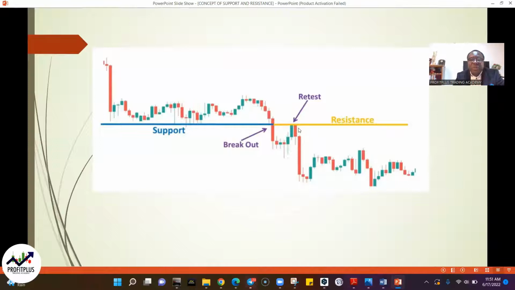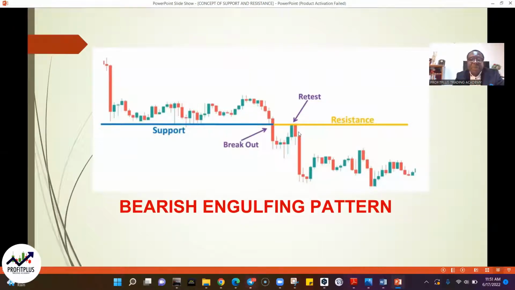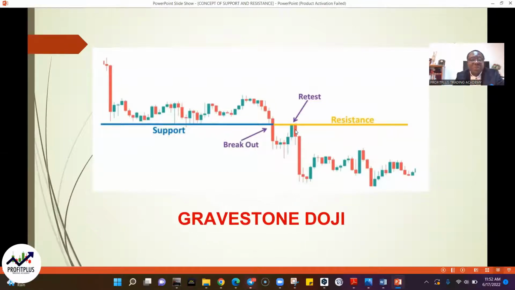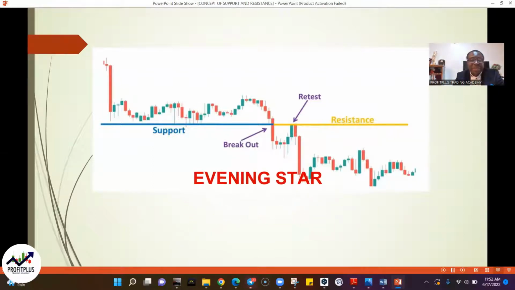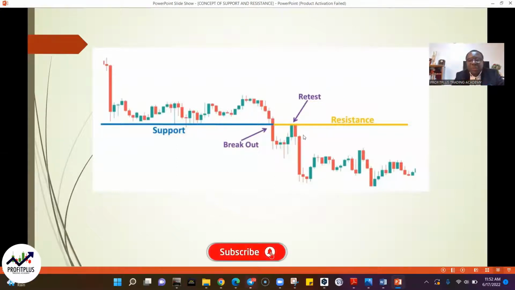You can look for a bearish engulfing pattern. You can look for a gravestone doji, all right, or an evening star. You can look for any of them around this area. You come and take your trade. It's just that simple. Price breaks a structure, retests that level that it broke, is a good opportunity to enter the market. And this is what happened. The price broke the structure, retested it, and now it pushed downwards.